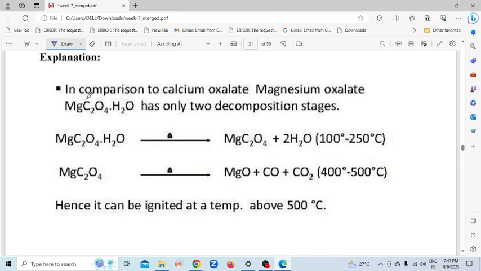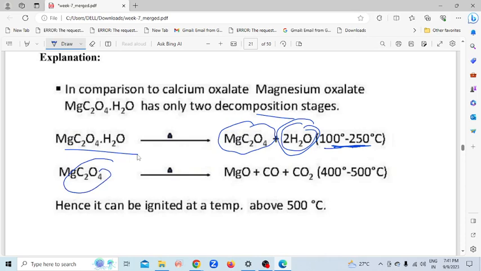So this is the reaction, in comparison to calcium oxalate. Magnesium oxalate has two decomposition stages. In the first stage, water will be removed only, from 100 to 250 degrees centigrade, and you will get dehydrated magnesium oxalate. If you give further heat, it will convert into magnesium oxide, carbon monoxide and carbon dioxide. So the first option is incorrect because we are getting magnesium oxalate, not magnesium carbonate.